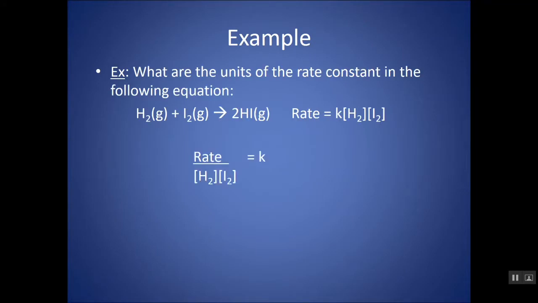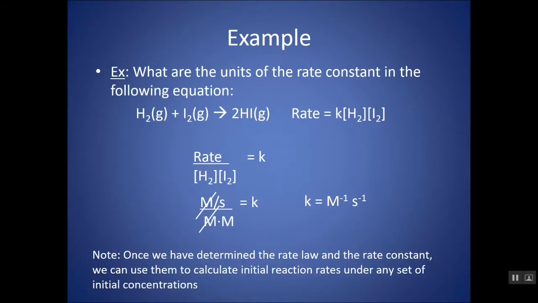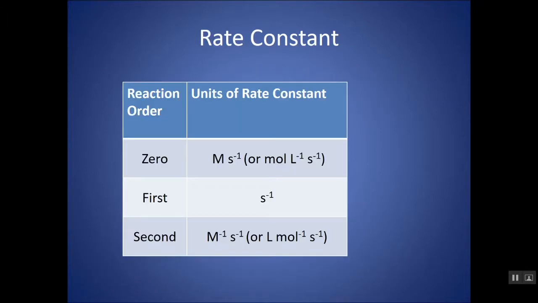If I have something like this, which is second order, then one of the M's will cancel out, and I'll have M to the minus 1, s to the minus 1. So when something's second order overall, these are the units you get for K. So it's going to be different depending on what your overall order is. Okay, just kind of showing you.